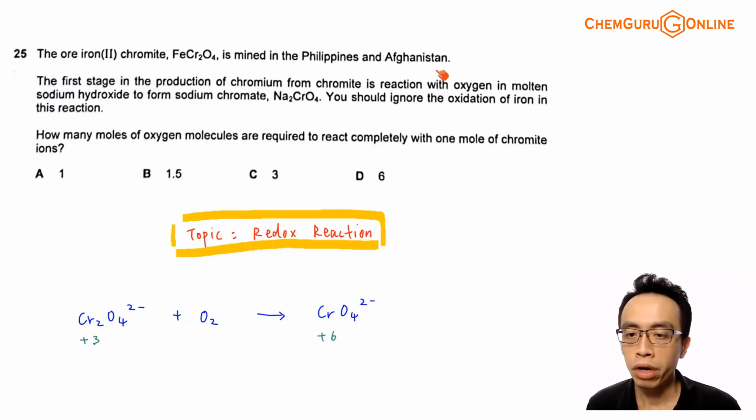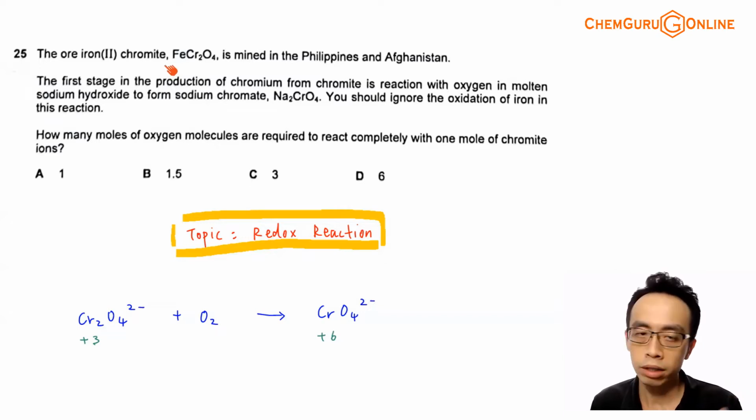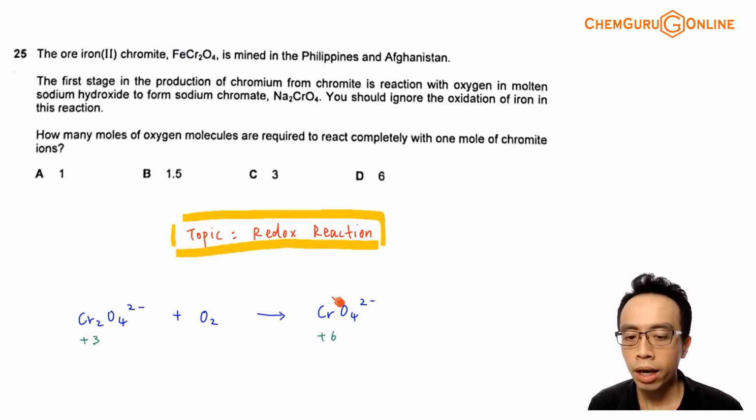Now, if you consider reaction with oxygen, most likely this is a redox reaction. So the topic tested in this question will be under redox reaction. And what we have to figure out in this case is, the question mentioned it is the reaction with oxygen in molten sodium hydroxide. And the question also mentioned that we are converting, in the first stage in the production, chromite Cr2O4 2-. I've removed the iron 2+ because iron 2+ doesn't take part in the redox reaction here. Cr2O4 2-, and it is being converted to CrO4 2-, sodium chromate. Again, we ignore the Na+, so we just focus on CrO4 2-.